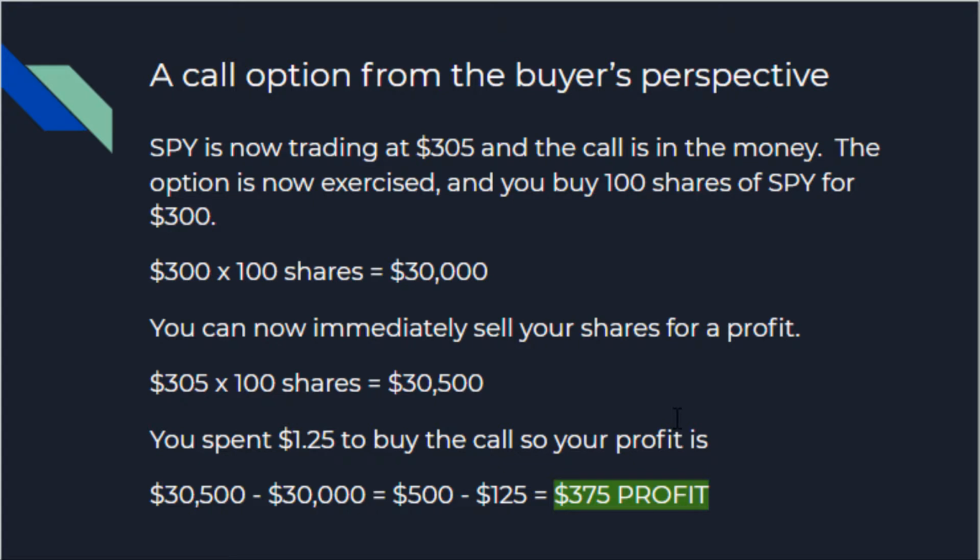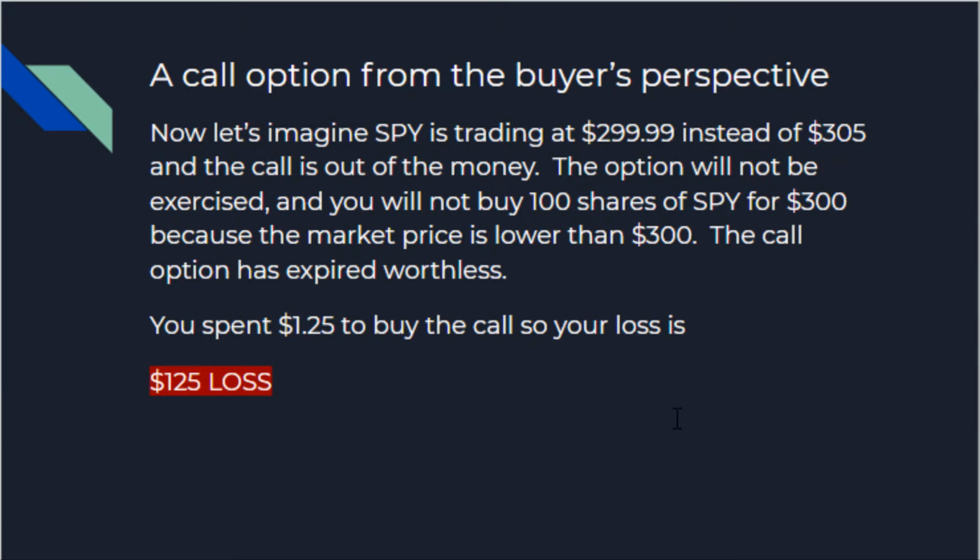So that $375 profit is great. Your max loss is going to be $125, whereas your maximum profit that you could make from this option is only limited by how high SPY will go.